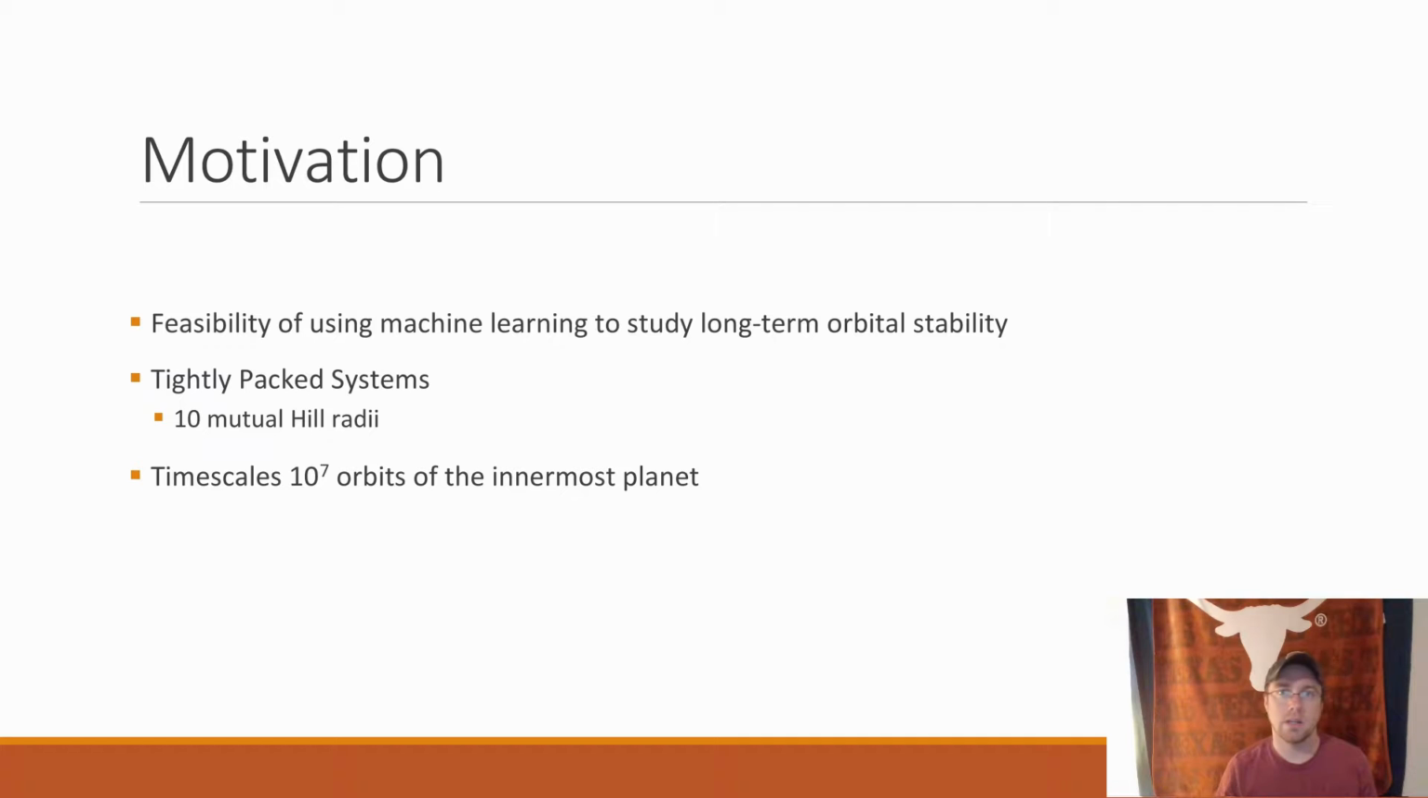So the authors here were really looking at the feasibility of using machine learning to study long-term orbital stability, and it hadn't really been used like this before, so they were really constraining themselves just to make a simple model for the prototype, just to look at the efficiency. So they were looking at tightly packed systems, less than 10 mutual Hill radii separation between the planets, and then they were also looking at timescales of 10 to the 7th orbits of the innermost planet.